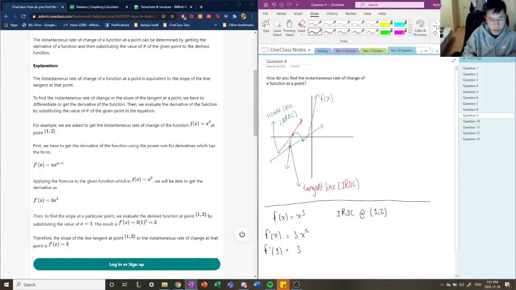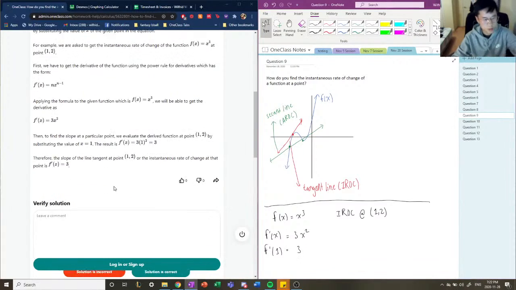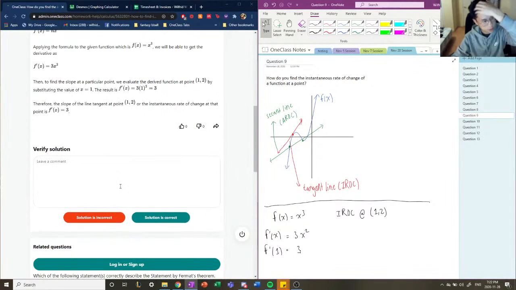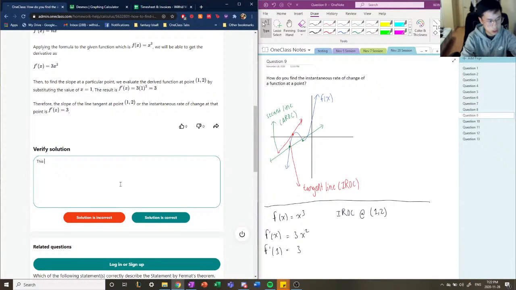is that even a legitimate point on our graph? It's not, but it's okay. It's fine. We know that at point x equals 1, our instantaneous rate of change is equal to 3. That means that it's positive. That means the function is increasing by a magnitude of 3 units per whatever, okay? So that's how you find the instantaneous rate of change of a function at a point. So this description is correct. Good work.